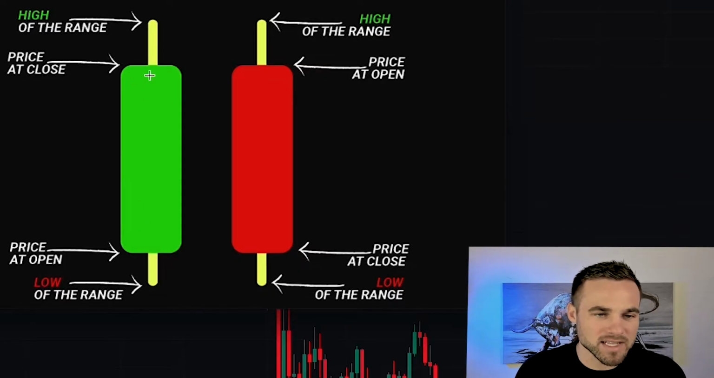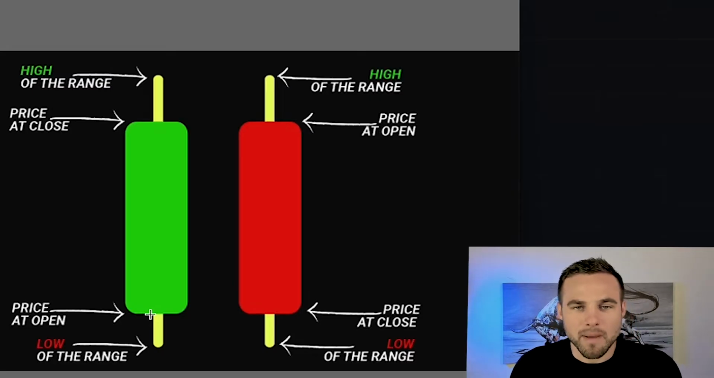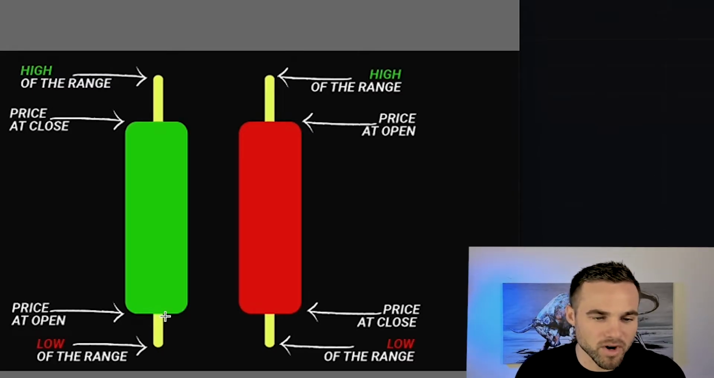And it also has these two longer wicks. They're called the wicks of the candle. And essentially on a bullish candle or a green candle, this bottom part of the body is where the session actually opened. So at the beginning of the day or the beginning of the hour or whatever time frame you're trading, this is where price was at. Now at the close of the session, this is where the price was at.